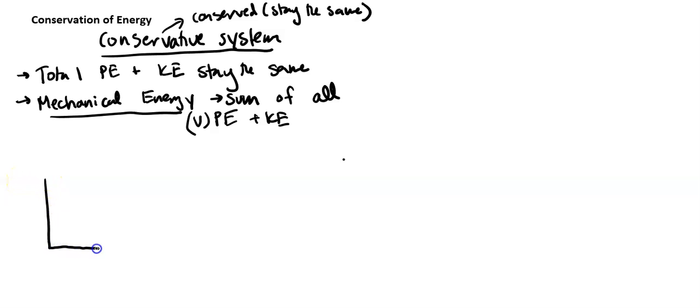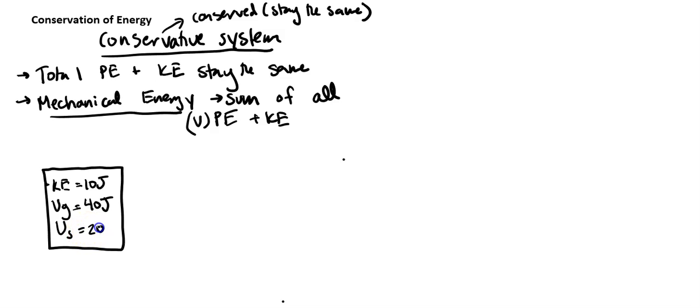So let's say we have a system. A system is some sort of closed space, whatever you define that to be. So let's say in this system, there is 10 joules of kinetic energy. It could be like a candy jar, it could be whatever. Let's say the gravitational potential energy is 40 joules. And let's say there's some spring potential energy in there, which happens to be 20 joules.